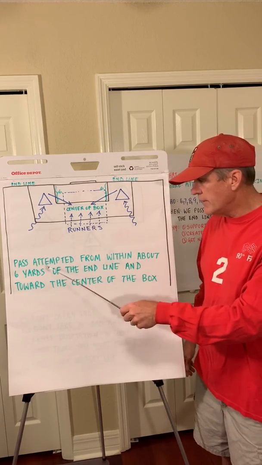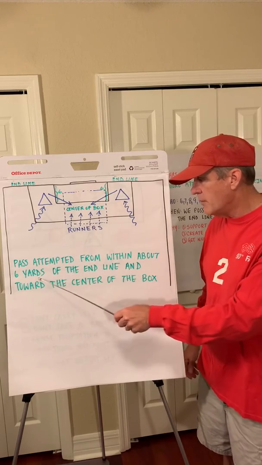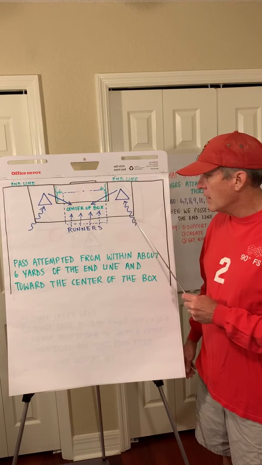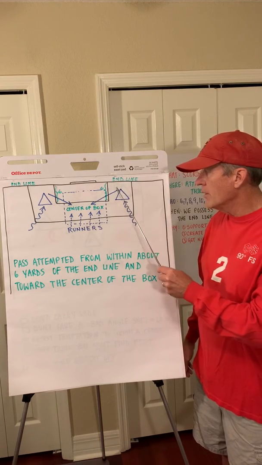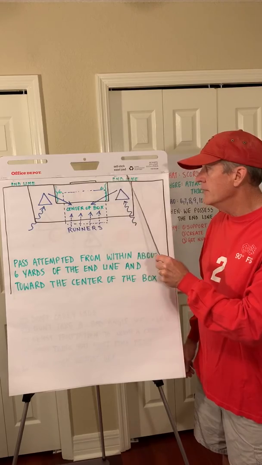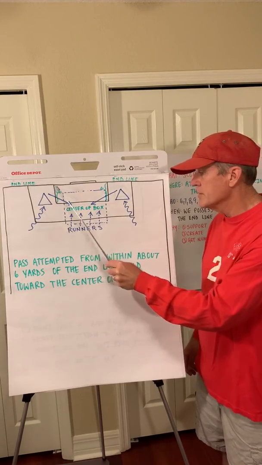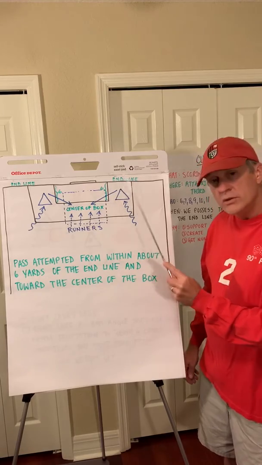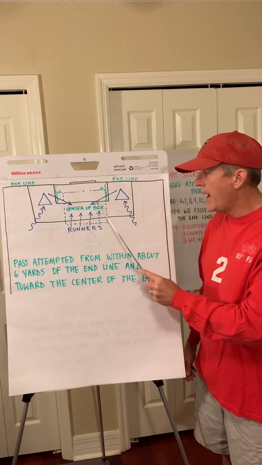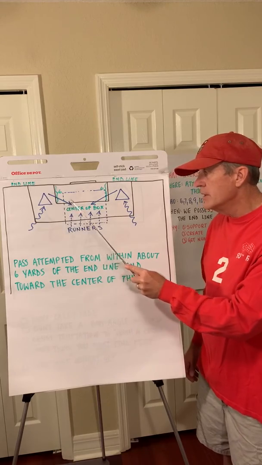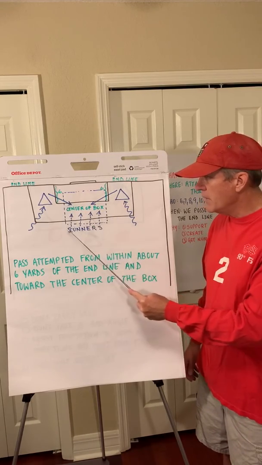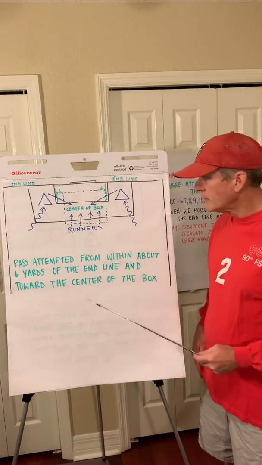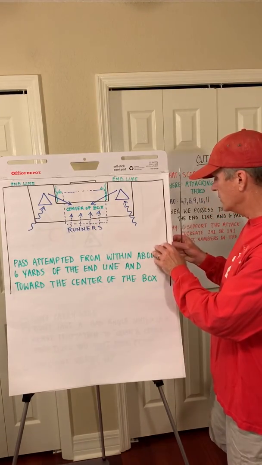But the first part of the definition, pass attempted from within about 6 yards of the end line. You can see in both cases, our player has carried the ball forward and they are within 6 yards of the end line. So you can see that on both sides. And a pass is made toward the center of the box. You can see in both cases that pass is made toward the center of the box. And then of course, when that pass is made, we should have multiple runners making a run on the ball. Okay, let's go to the chart here.